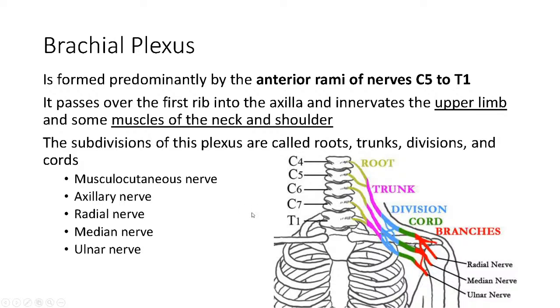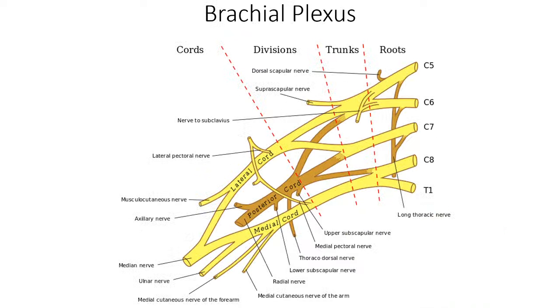All right, so you can see that here. You have the roots coming away from the spinal cord, leading to trunks. Then we have some crossover in the divisions, and then we merge again to form the large cords that will ultimately branch off and become the specialized nerves, the median, ulnar, and then we have the radial nerve as well over here in the posterior cord.